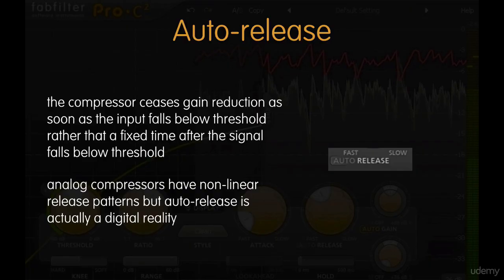Auto release is super cool. Auto release, like a fixed release, means that after the signal goes below the threshold, the compressor will wait this fixed amount of time to stop doing the gain reduction. And that works very well for very consistent kinds of signals. But for signals that are moving around, for the compressor to track that signal, a fixed release sometimes just is not your friend.